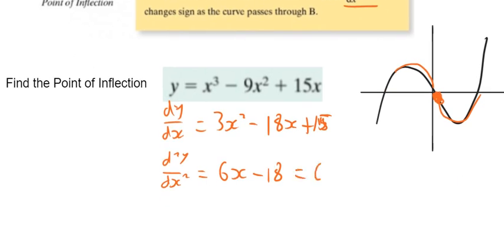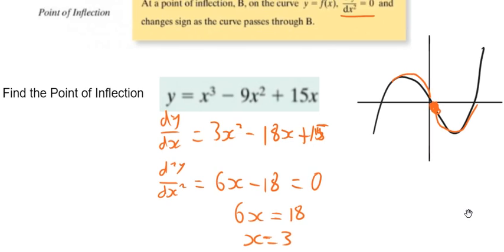So 6x minus 18 is equal to 0. Just move over the minus 18, plus 18, and then x is equal to 3. So x is equal to 3. So therefore we know that the x coordinate would be 3. So on the x-axis it would be 3.